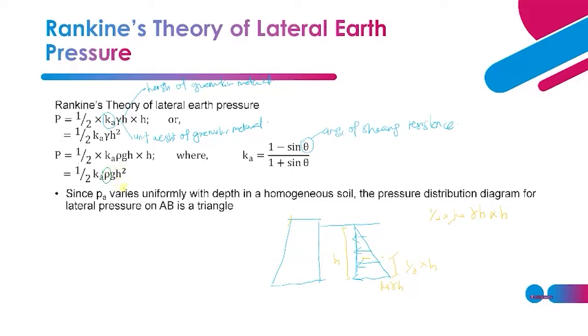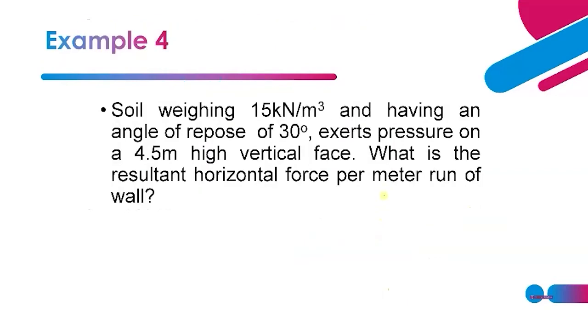Since the PA varies uniformly with depth of region, so the pressure distribution diagram for lateral pressure on AB is a triangle. We're going to look at example number 4. Soil weighing 15 kilonewton per meter cube. This is unit weight of soil. And having an angle of repose of 30 degrees. This is theta, angle of repose. Exerting pressure on 4.5 high vertical wall. What is the resultant horizontal force per meter run of the wall? Memang tinggi soil tu 4.5 sama macam retaining wall itself.